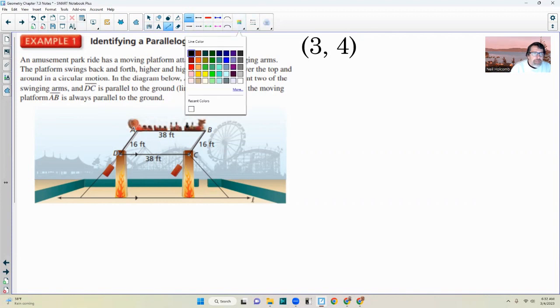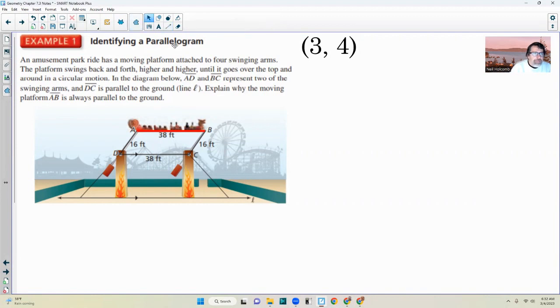Let me draw a segment to show you what they're talking about. The platform that the riders are on is right here. Well, that platform originally was sitting like right here. So you get on the ride and this thing starts to swing like this, and it starts to go higher and higher and higher. And then finally it goes around just like that. Okay, and that's the ride.